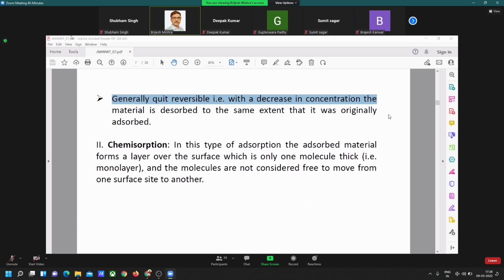Now, chemisorption. So what is chemisorption? In this type of adsorption, the adsorbed material forms a layer over the surface, which is only 1 molecule thick, that is monolayer. And the molecules are not considered free to move from one surface site to another, because they are chemically bound.